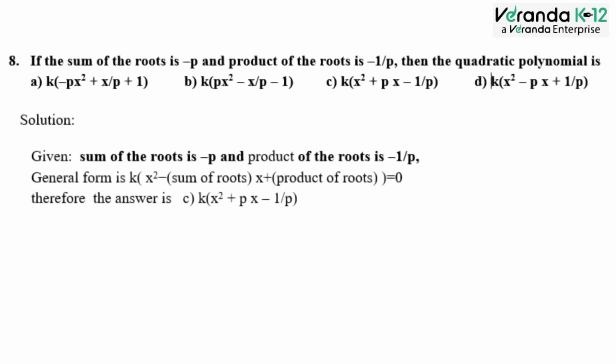We know the general form of a quadratic polynomial, that is k into x square minus sum of the roots into x plus product of its roots. Already we know that the sum of its roots is minus p and the product of the roots is minus 1 by p. Just substitute in the place of sum and product, and we will get the answer as C, k into x square plus px minus 1 by p.